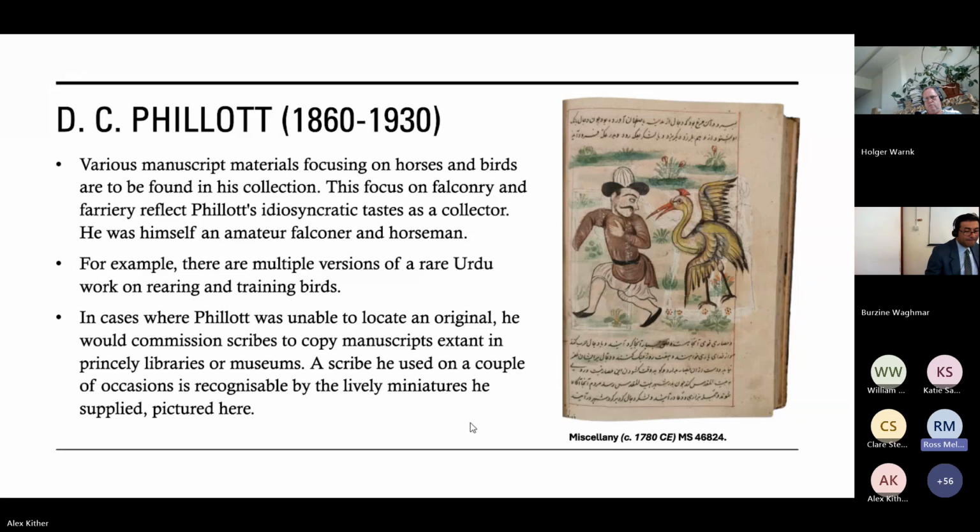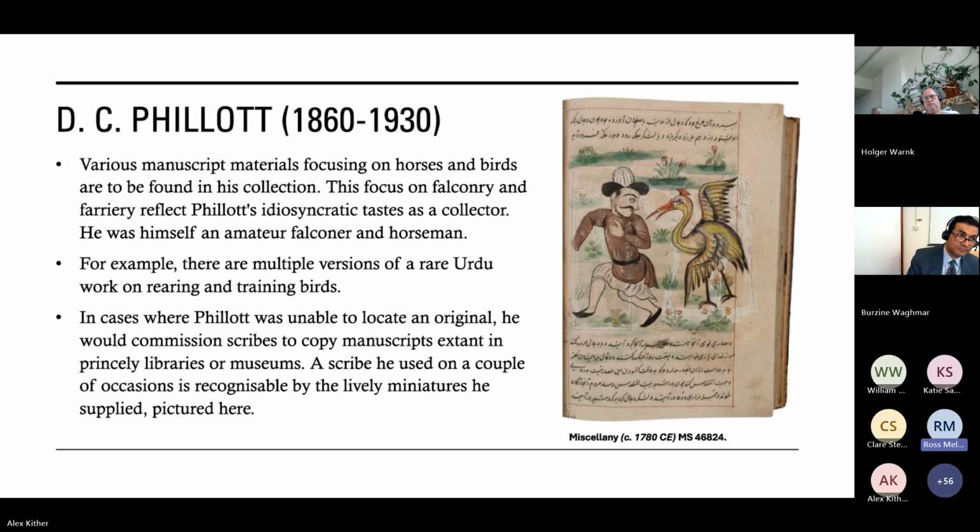Phillott was a man of very particular interests, and in various of the manuscript materials we have a real focus on horses and birds, right? So this focus on falconry and farriery in the South Asian context reflects Phillott's particular tastes as a collector, as he was himself an amateur falconer and horseman, and that clearly influenced the bent of his collecting activities to some extent. There are various cases where a text that is exceptionally rare is extant in a few different versions. For example, in the case of this Urdu work on rearing and training birds.